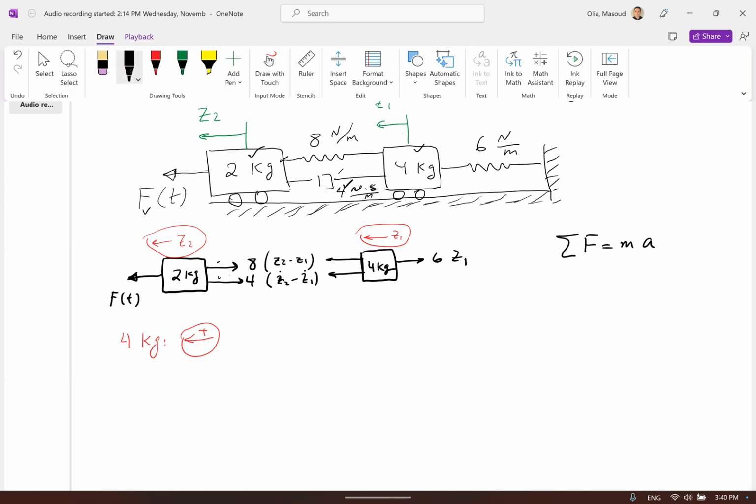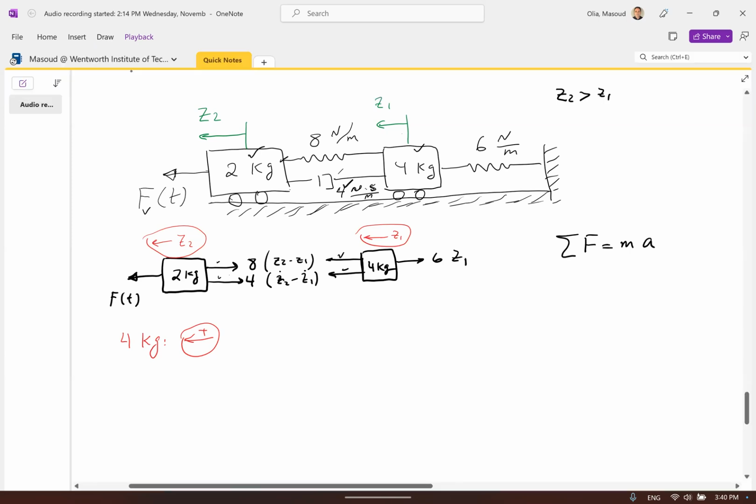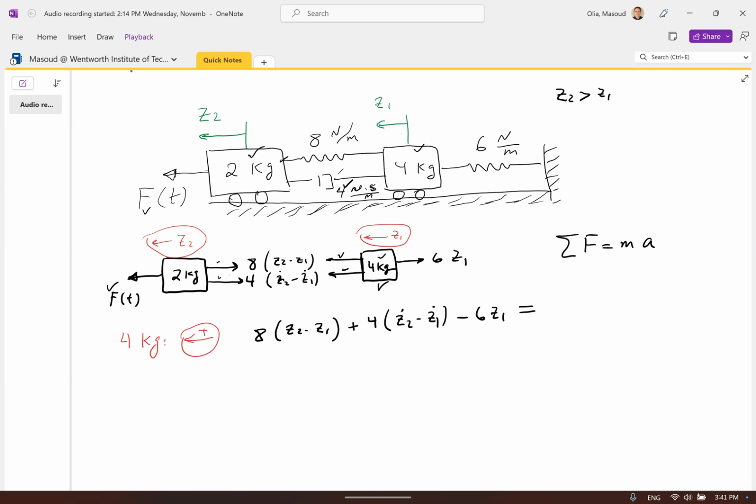What do we see here? We see two forces that are going in the positive direction. Summing forces and setting equal to mass times acceleration: that's 8 times (Z2 minus Z1), and then 4 times (Z dot 2 minus Z dot 1), and then obviously you have F of t, which would be positive. I'm sorry, I'm looking at the 4 kilogram block, not the 2 kilogram block. Then we have 6 Z1, which would be negative, and that's it, equal to mass, 4 kilograms, times its acceleration, which is the second derivative of Z1.